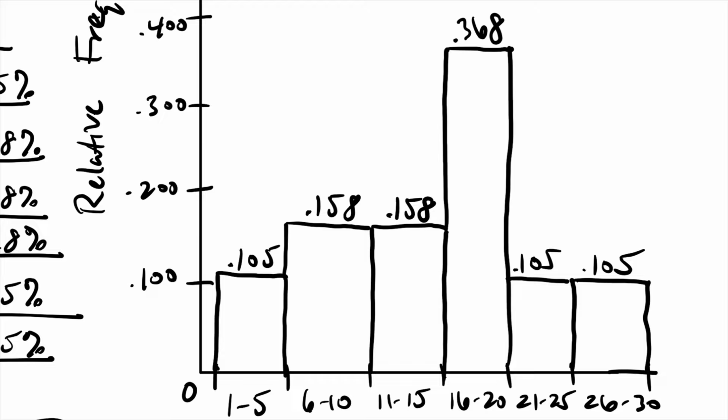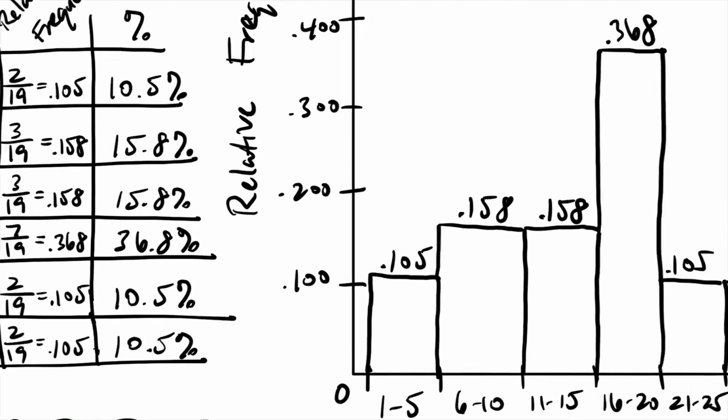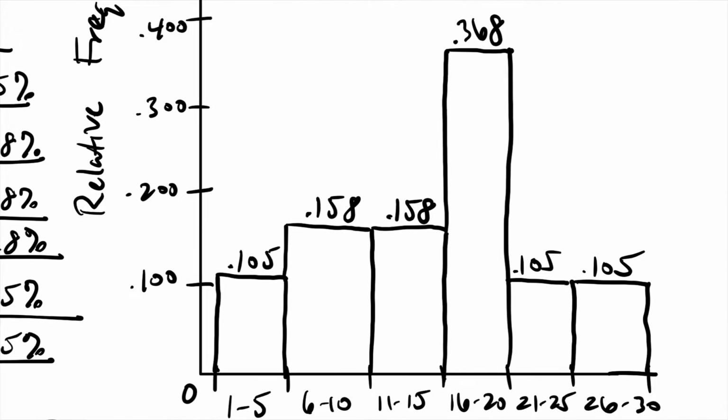Clusters, right? There was a lot of you who had birthdays on the 16th, 17th, 18th, 19th, or 20th. There was a lot of you there, right? There were 7 of you, right?